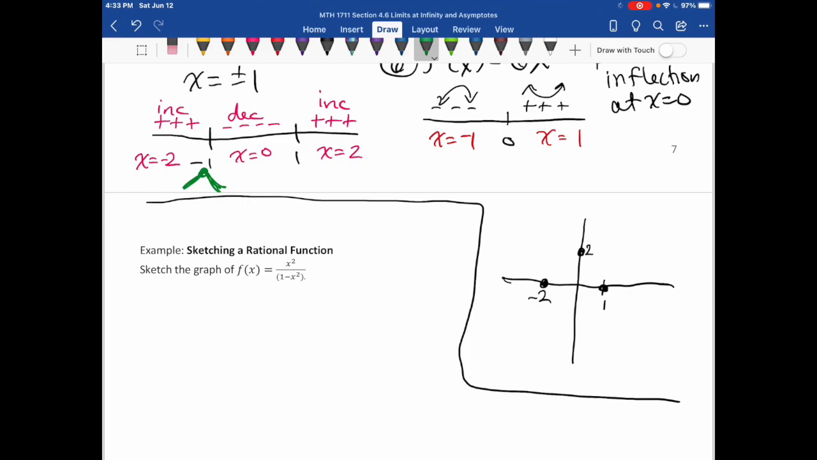If we look at the sign chart for the first derivative, since at -1 it's increasing and then decreasing, we know that's going to be a max at -1. And since it's decreasing and then increasing, we know at +1 it's going to be a local min. We also know that it's concave down from -infinity up to 0, and then it's concave up from 0 to infinity.